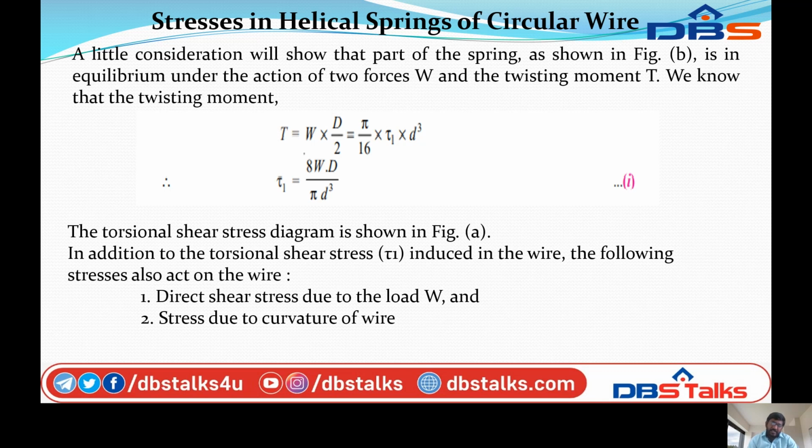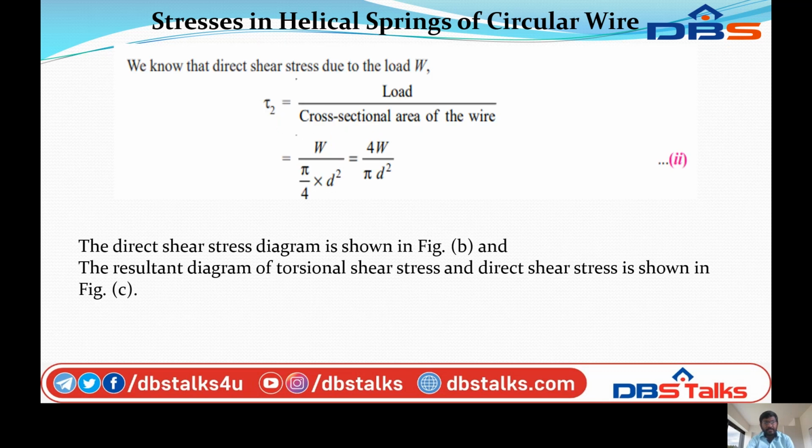In addition to the torsional shear stress tau 1 induced in the wire, the following stresses also act on the wire: direct shear stress due to the load W, and stress due to curvature of the wire. We know that the direct shear stress due to the load W, tau 2, is equal to load by cross-sectional area of the wire, W divided by pi by 4 d square, which is equal to 4W by pi d square. This is equation number 2.